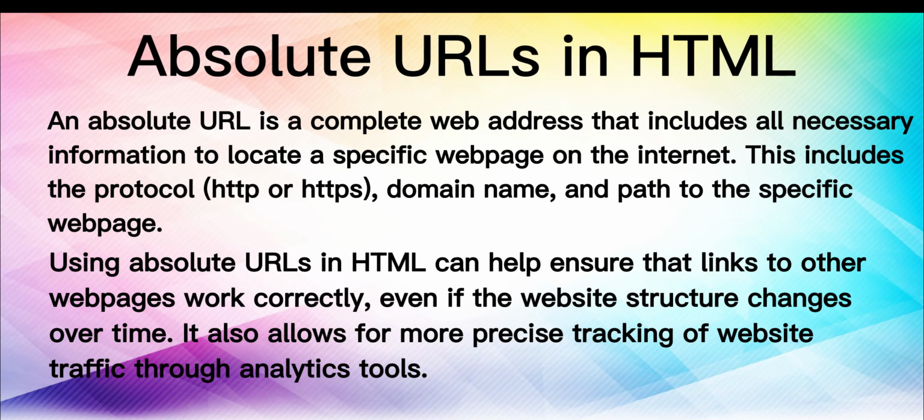Absolute URLs in HTML. An absolute URL is a complete web address that includes all necessary information to locate a specific web page on the internet. This includes the protocol, HTTP or HTTPS, domain name, and path to the specific web page. Using absolute URLs in HTML can help ensure that links to other web pages work correctly, even if the website structure changes over time. It also allows for more precise tracking of website traffic through analytics tools.